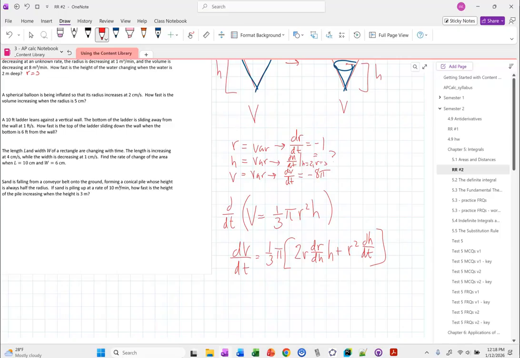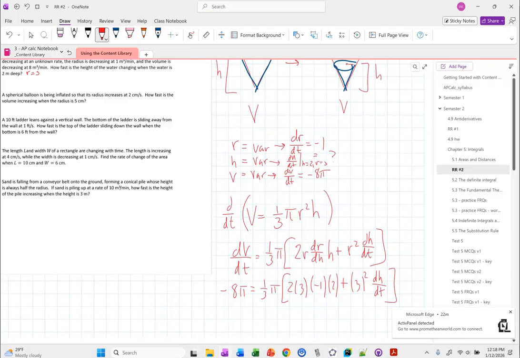So far, so good. Now it's time to plug everything in, now that I've taken a derivative. -1, that's 2, and that's the variable. And just a little bit of algebra from there.